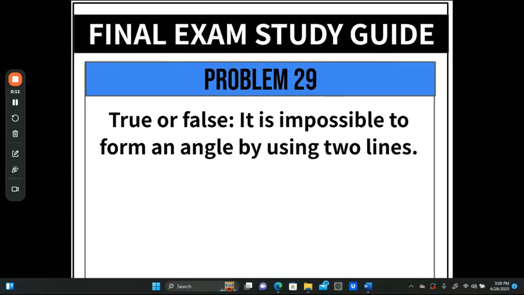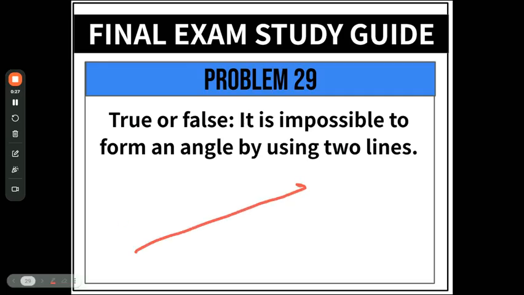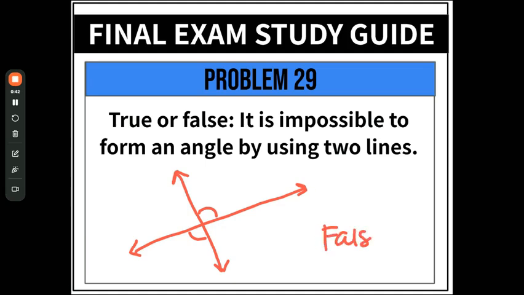All right, let's get started with 29. True or false? It's impossible to form an angle by using two lines. This one is going to be false. Why? Well, we see it all the time. We see two lines, meaning straight entities that have no beginning or end, and when they cross, they form what are called angles. Right here, we see it all the time. So this one's going to be false.